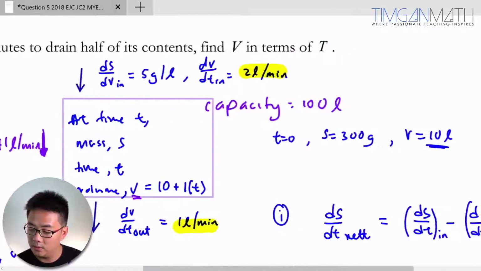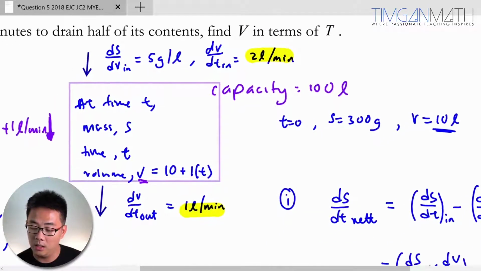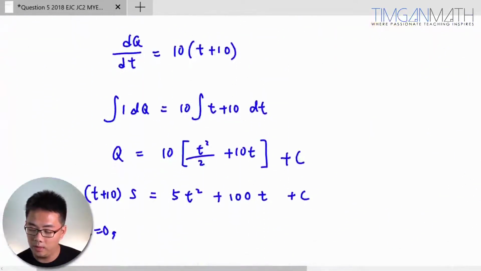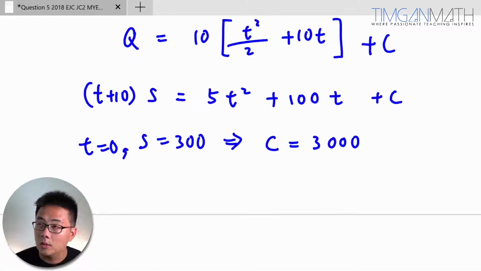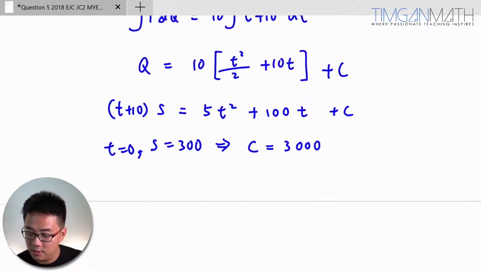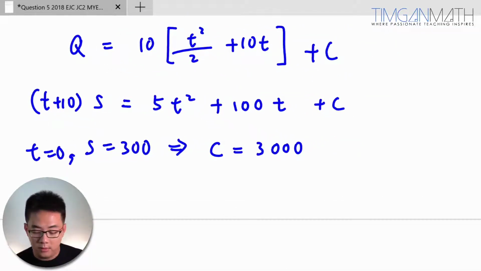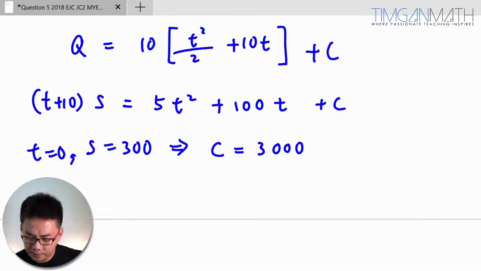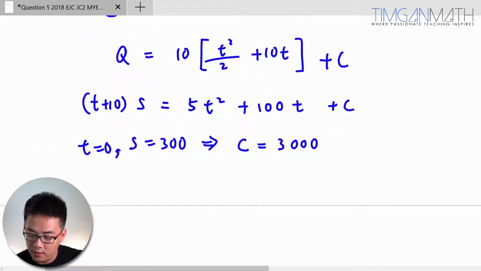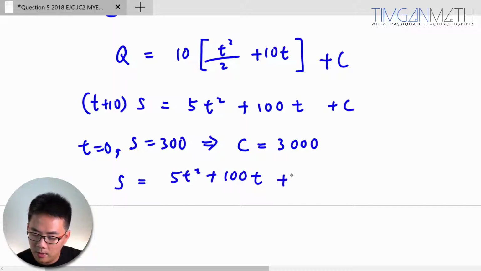S equals 300, right? So S equals 300. Find the boundary condition and solve it. Okay, so here what you get is essentially 3000. 3000 means C is 3000. Yeah, and you get the answer. So S equals 5t squared plus 100t plus 3000.